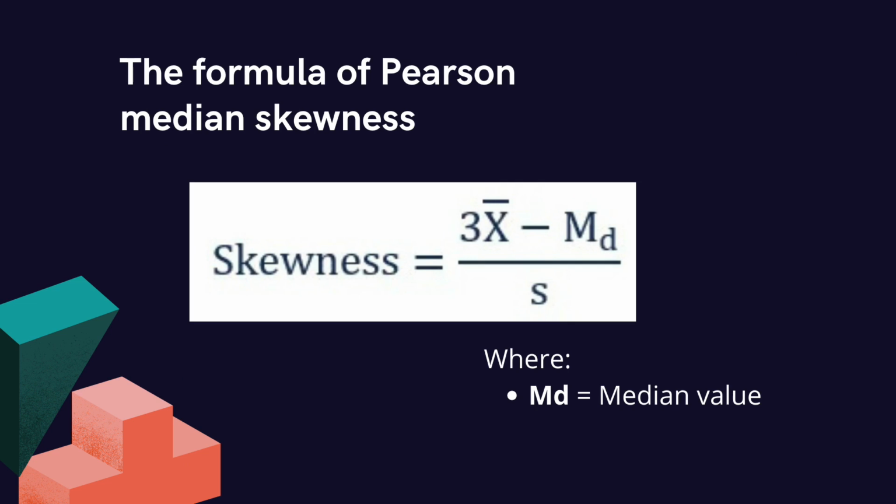And the other method is Pearson median skewness. The Pearson mode skewness is used when a strong mode is exhibited by the sample data.